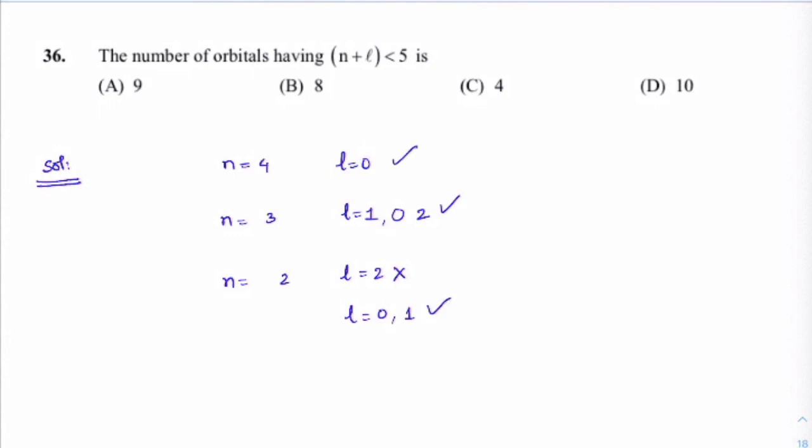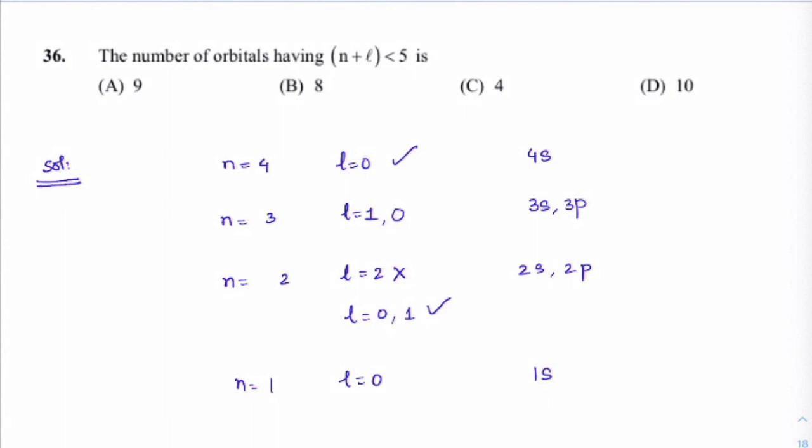So let me write what are all these orbitals which we can make. I can have 4s, I can have 3s and 3p. Sorry, cannot have l is equal to 2 here, right? So 3s and 3p, and I can have 2s and 2p. These are the combinations which I can have, right? And finally n is equal to 1 with l is equal to 0, which is 1s.